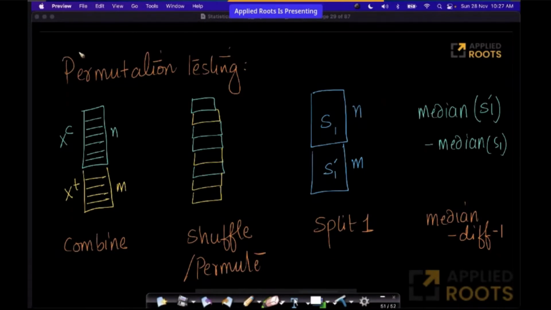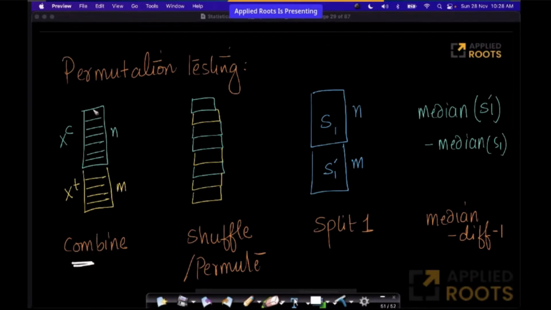This is again one of the very simple, very powerful, very easy to understand tests, also widely used in a lot of real situations. So what we do is this. Let's stack up all of our data. We have n observations. This sea green color is all of our observations from the control. This is time spent by users in the control group. This is time spent by users in the treatment group. N observations here, m observations here. We combine them first.